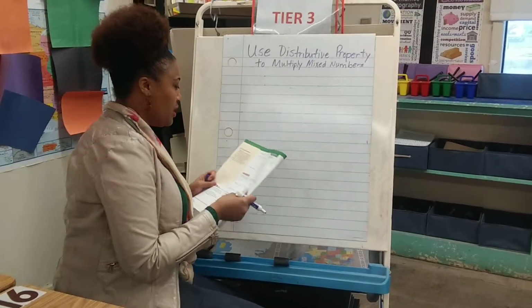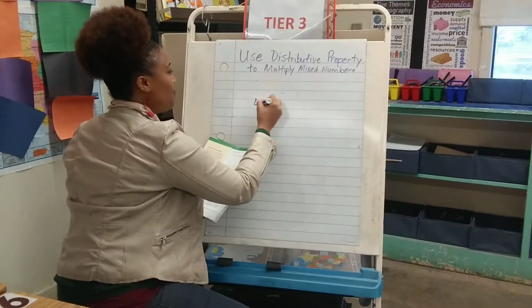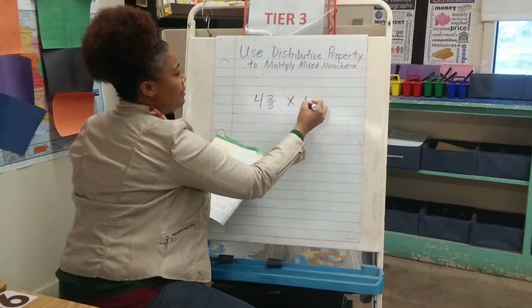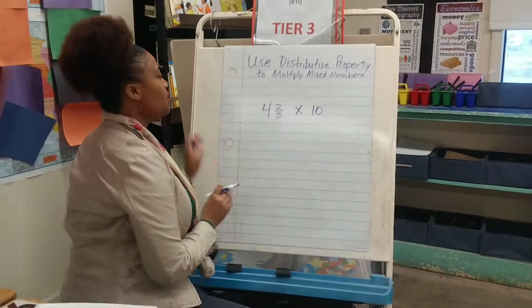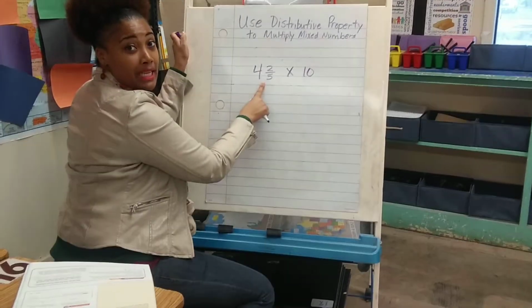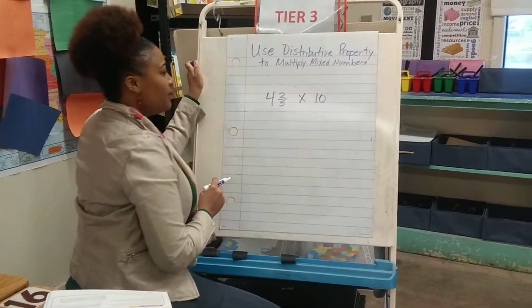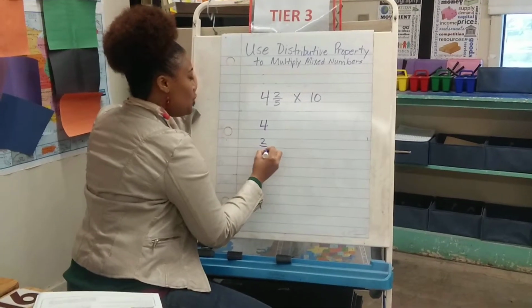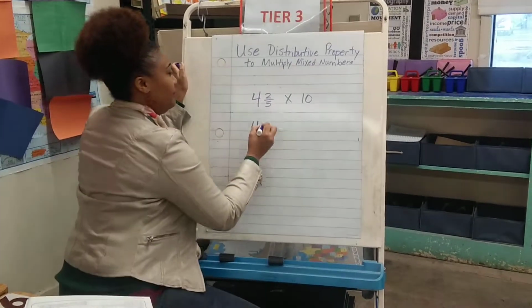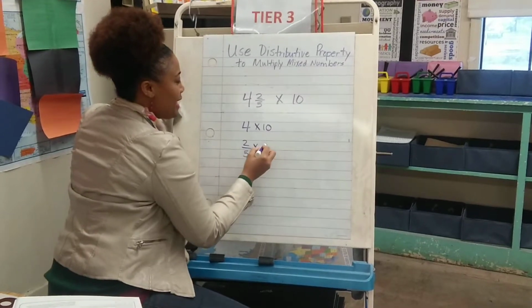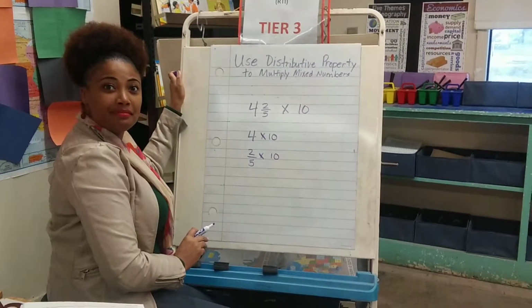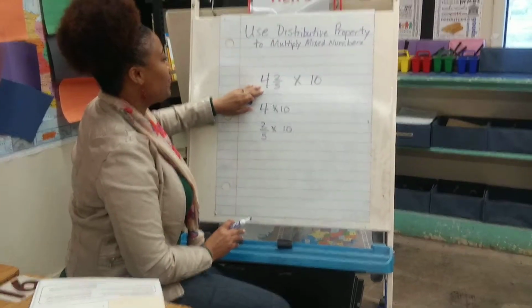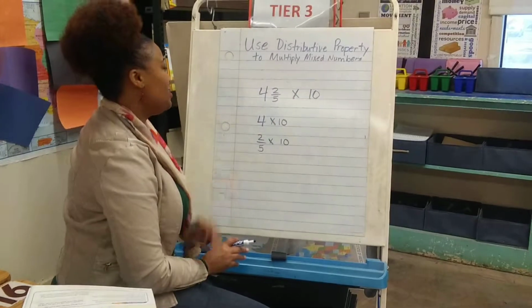So for the first problem, it has 4 2/5 times 10. And we want to use distributive property. So we'll take the first factor and decompose it. All right. You can do 4 plus 2/5 times the second factor. Okay. You can decompose 4 2/5, the first factor, and multiply it by the second factor, which is 10.